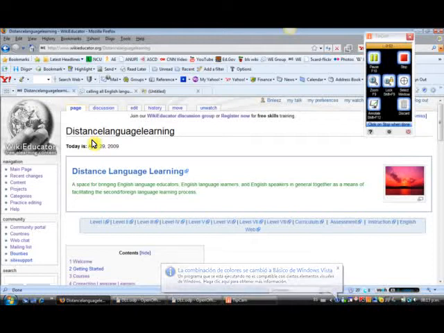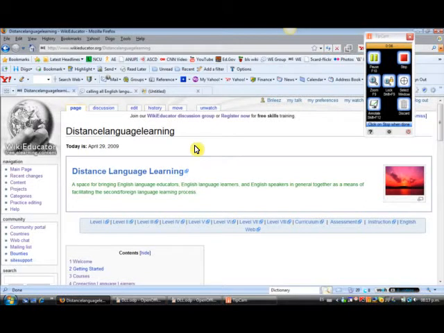Okay, this is a project I'm working on in WikiEducator called Distance Language Learning, and what I'd like to do is describe briefly the wiki page that I've designed, and talk briefly about three different phases that I think are necessary in getting this project off the ground.